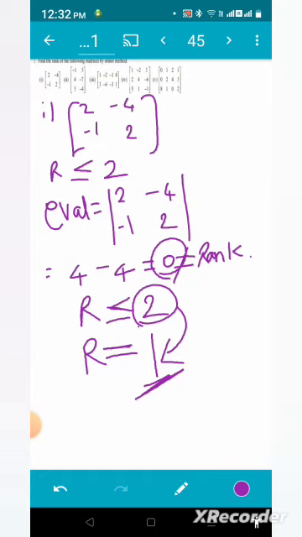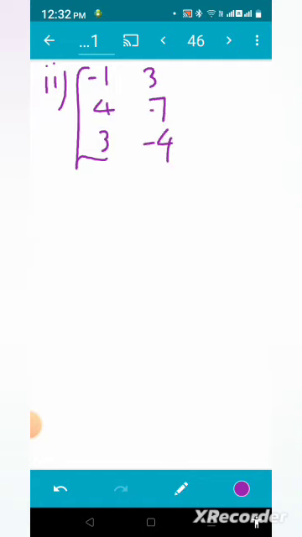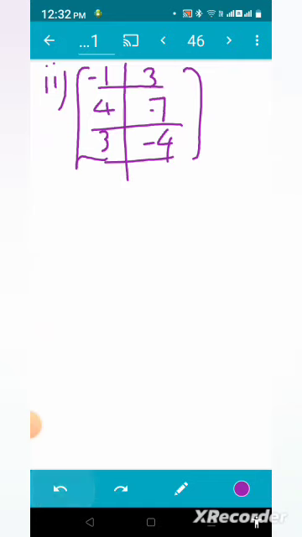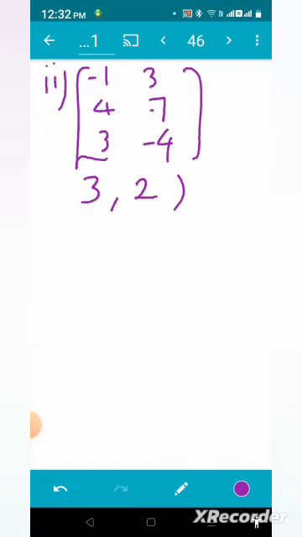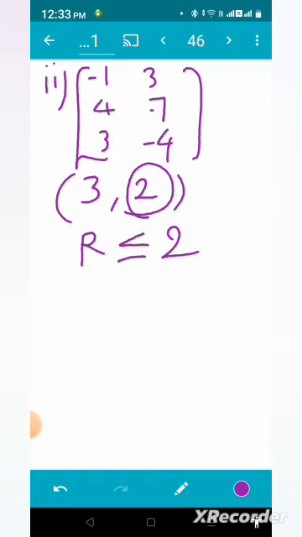We have to move to the second part. The second one is minus 1, 3, 4, minus 7, 3, minus 4. This is a 3 row, 2 column matrix. So 3 rows, 2 columns. So the rank is the minimum value. The rank is less than or equal to 2.